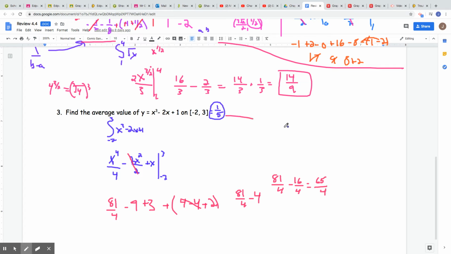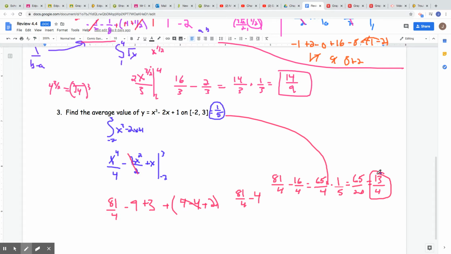And now we just take that answer and multiply it times 1/5. And we get 65 over 20, which really is the same thing as, what is that? How many times does 5 go into 65? 15 is 55. 13. 13 over 4. And that is your answer.